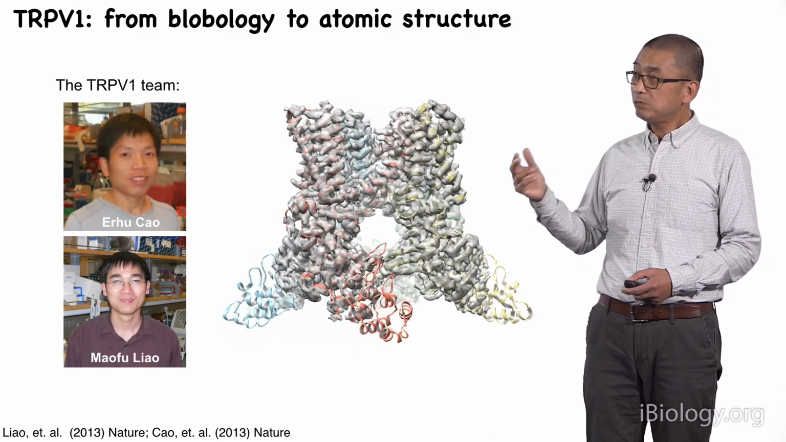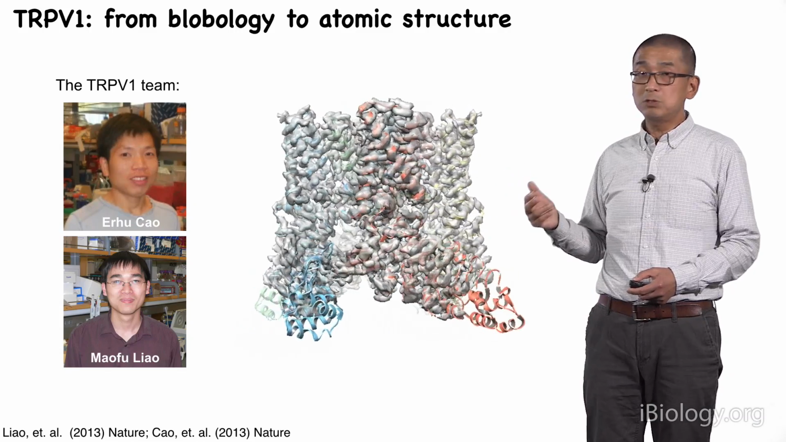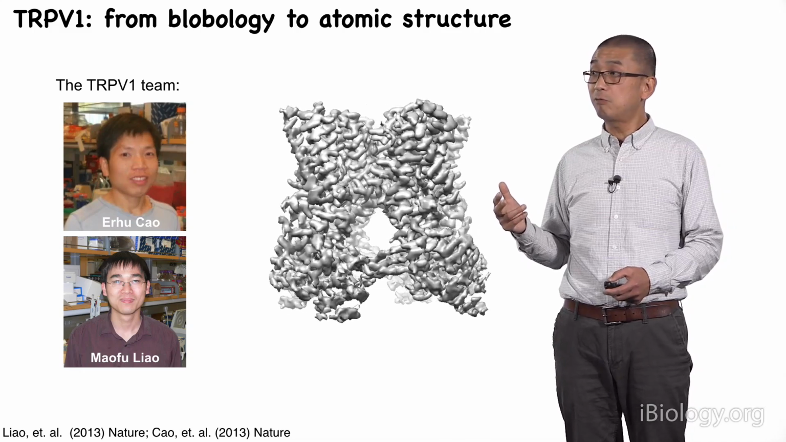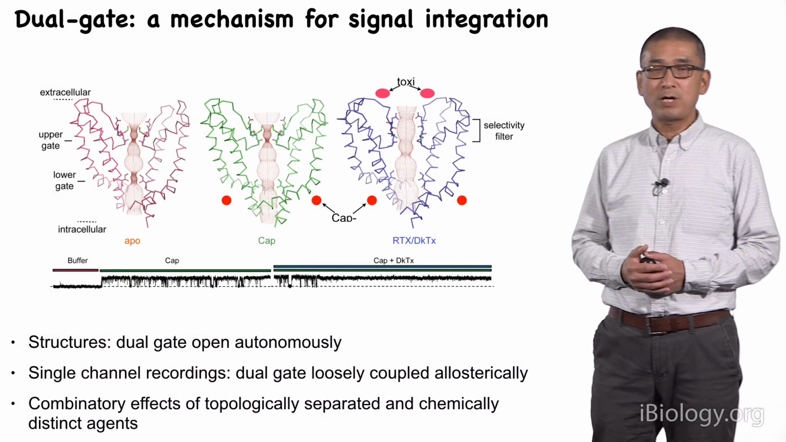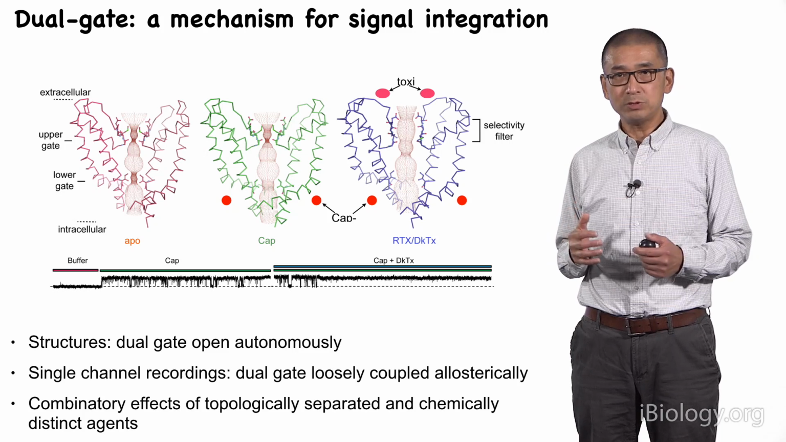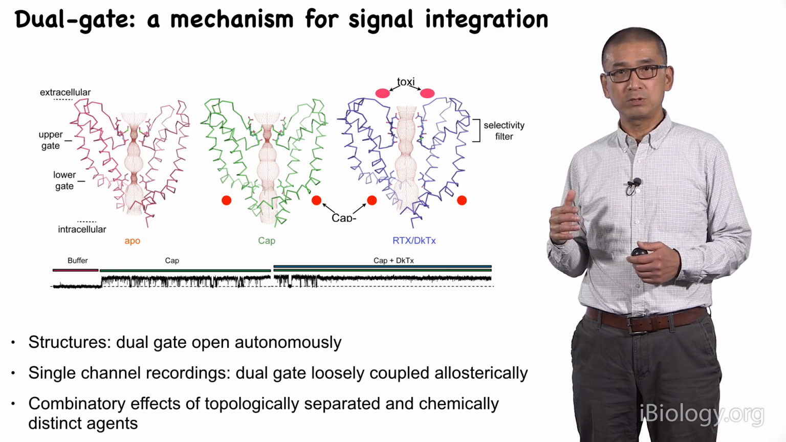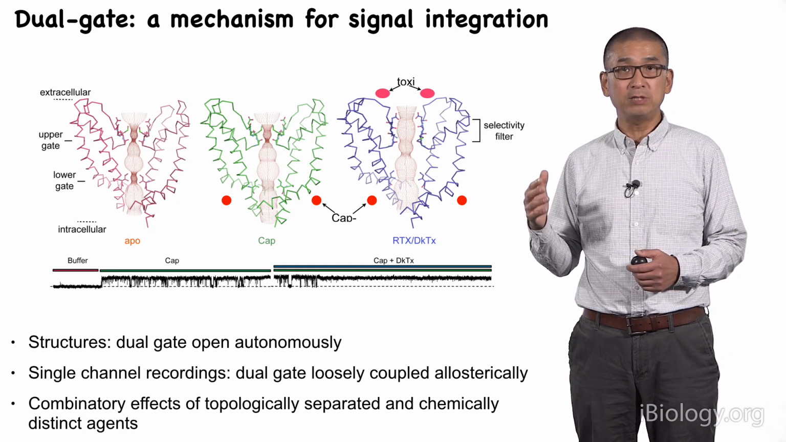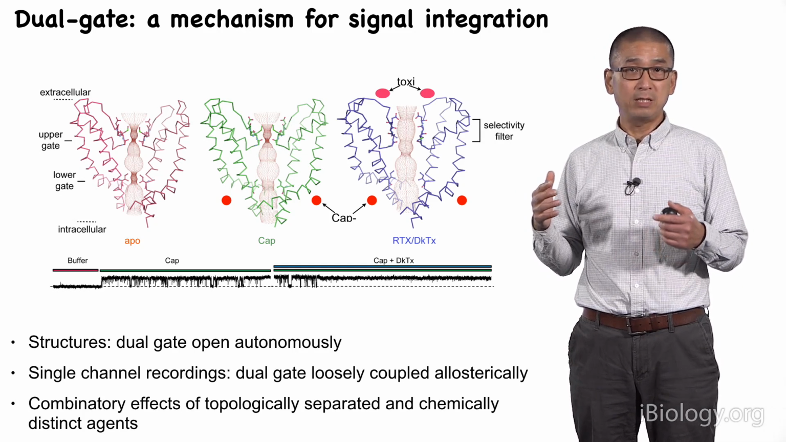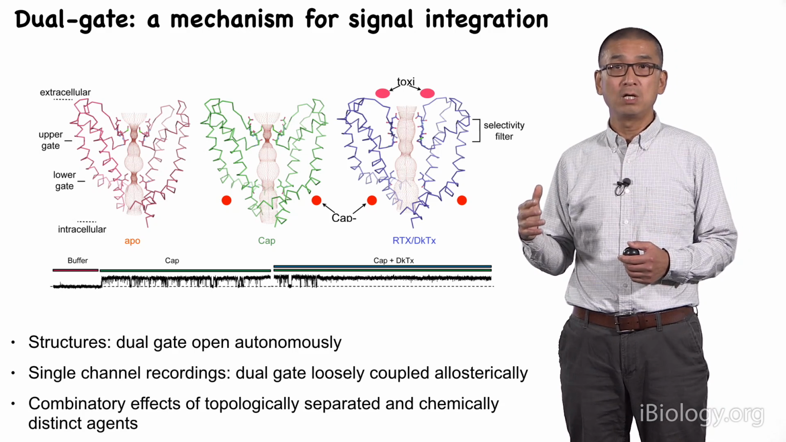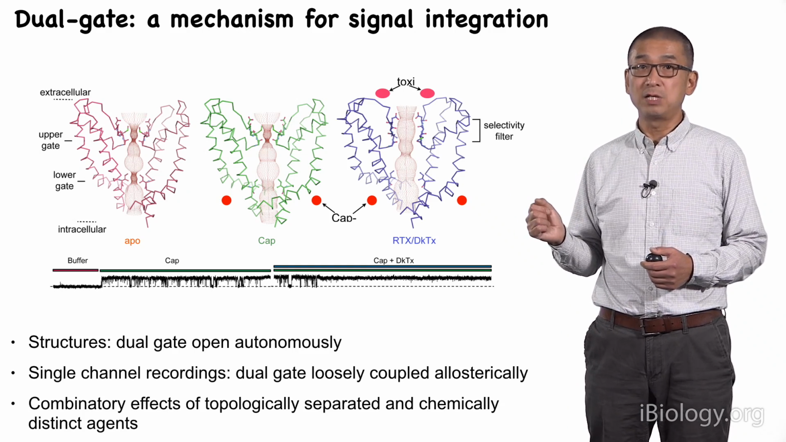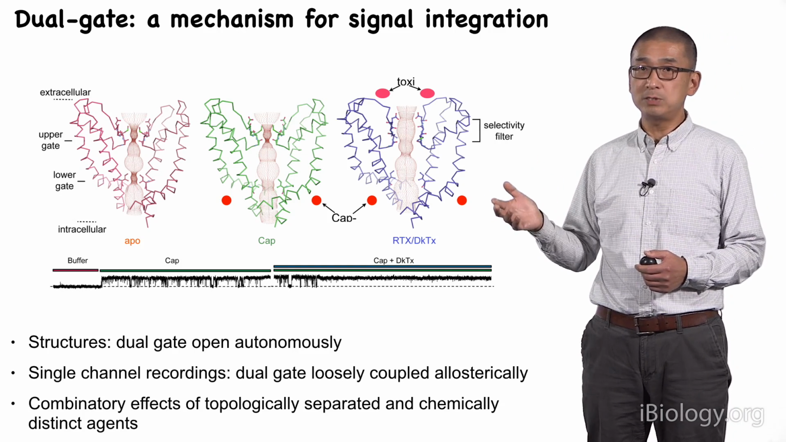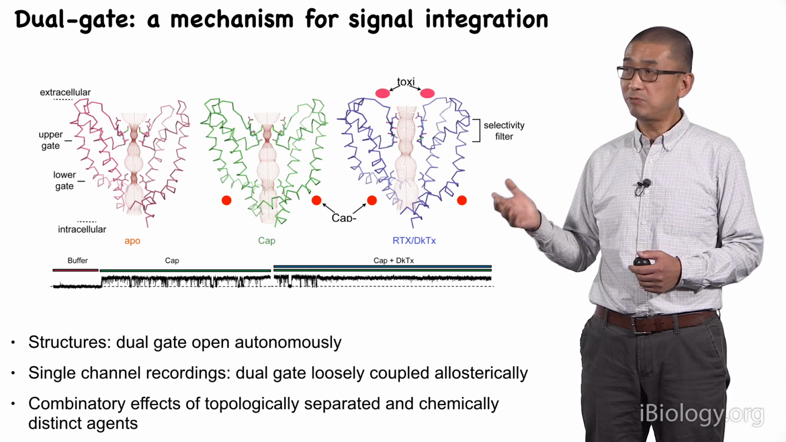Now, back to the structure. Because we don't need to form a crystal, this also enables us to capture the structure in different conformations. With single particle cryo-EM, we do not need to form crystals. Therefore, if we can trap the protein in different conformations using a ligand, we can determine the structure of the same protein in those different conformations. In this case, we determined the TRPV1 ion channel in 3 different conformations.